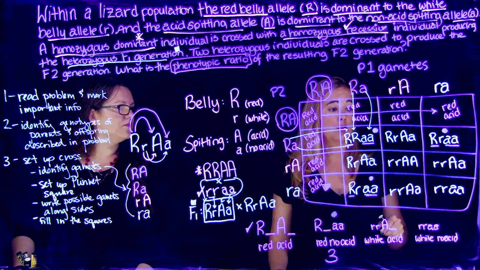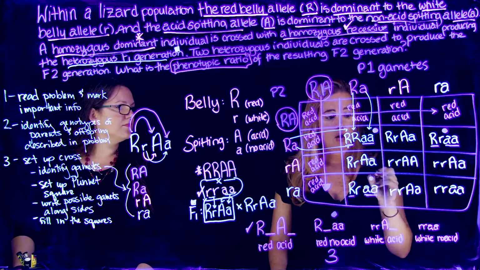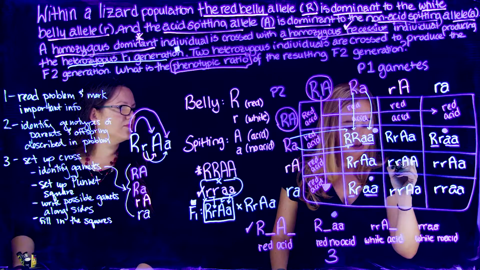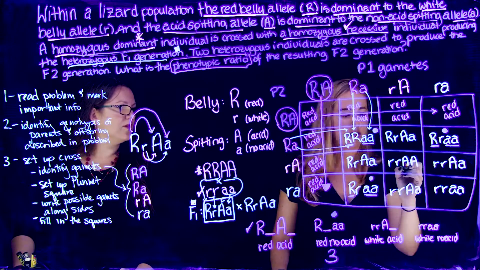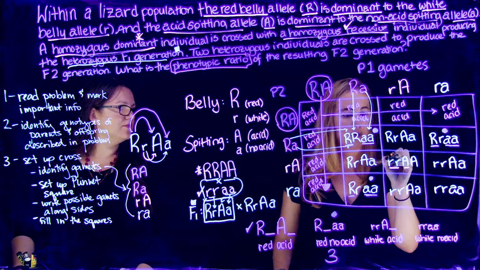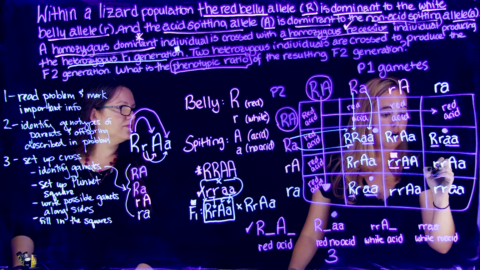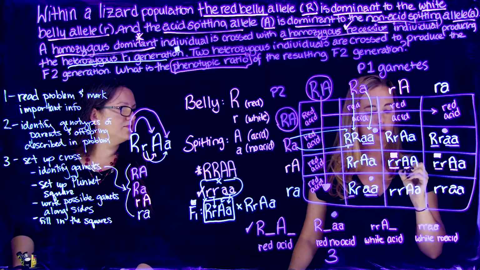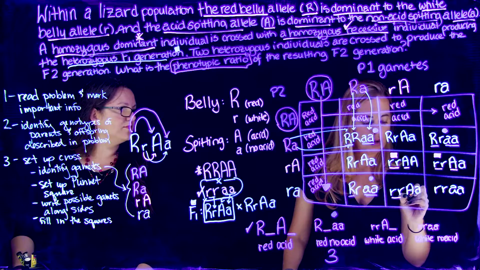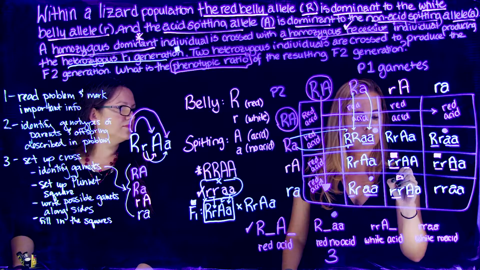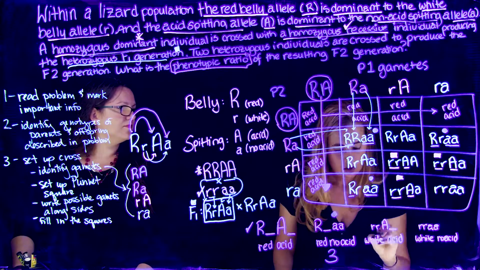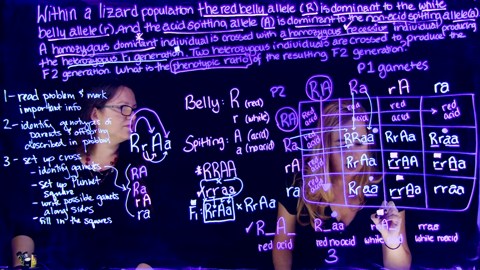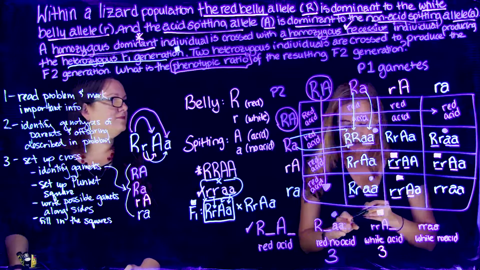So I've got to have two baby r's. Okay, that guy, nope. Oh, here's two baby r's, and I want it to spit acid, so it's got to have at least one capital. Okay, you fit my requirement, good. Two baby r's, capital A, you fit my requirement, good. Two baby r's, a big A, you fit my requirement. Okay, there's three of you. So here, I've got three of you that will be white-bellied and acid spitters.